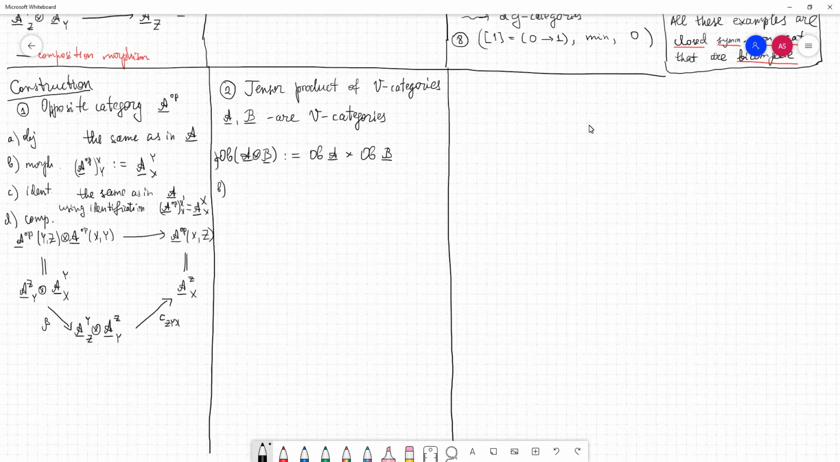So objects in the product of categories are the product of classes of objects. Okay, thank you. B. What about morphisms? Well, with morphisms, this will go in the following way. A tensor B from pair (A, B) to pair (A prime, B prime) will be defined as A from A to A prime tensor B from B to B prime.